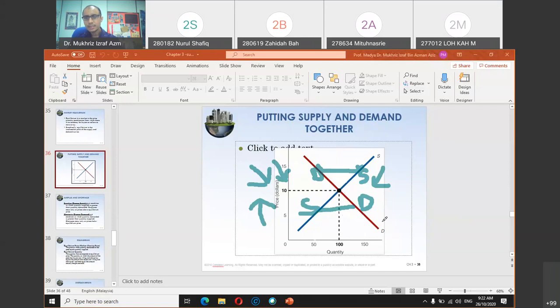So logically thinking, the normal market reaction is when there is more demand than supply, the price will start to increase. It will keep increasing until you reach the equilibrium point again. So the concept of excess supply above or excess demand below will cause the market always to go back to its equilibrium point. So this is the concept of excess or shortage in the market.